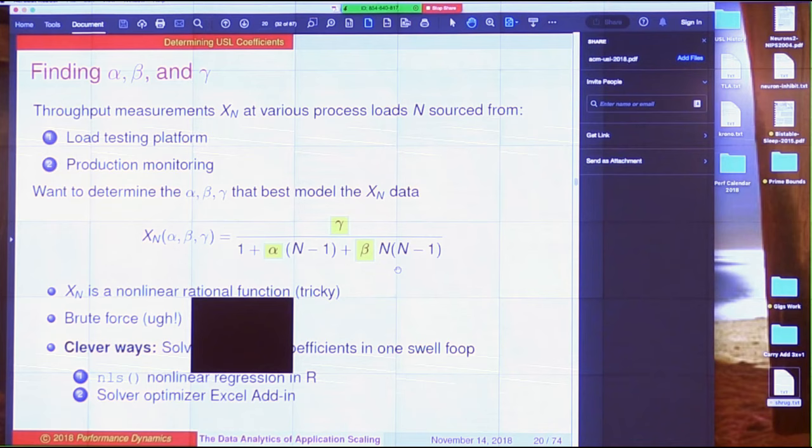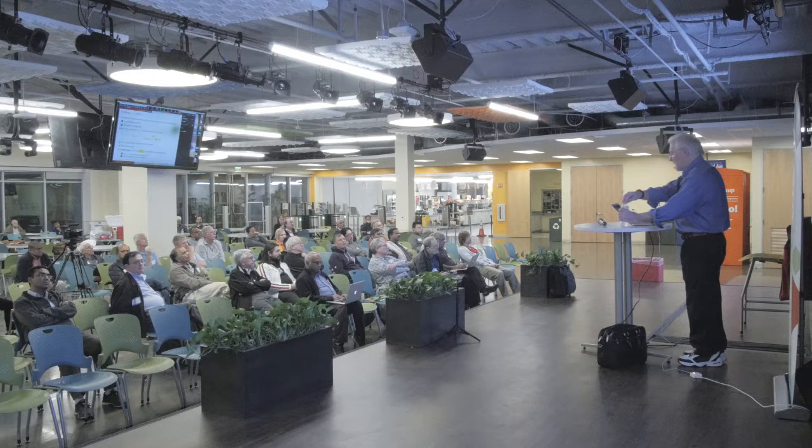Once I've got that data, I can then try to get it to conform to this model by adjusting the values of the coefficients alpha, beta, and gamma. You could try to do that by brute force, which would be a bit silly actually, or you could try to do it in a clever way. A clever way would be to use something like nonlinear regression statistical techniques, or some kind of an optimizer or solver. Even those would work. I'm going to focus on regression tonight.